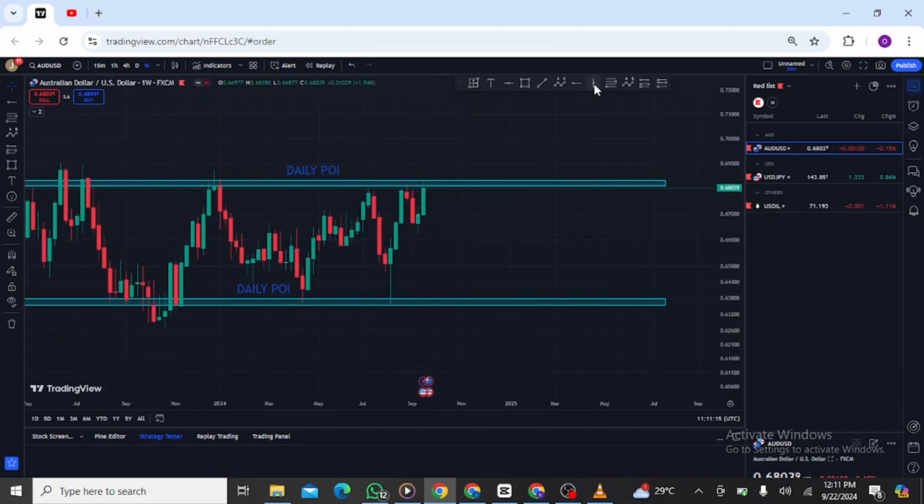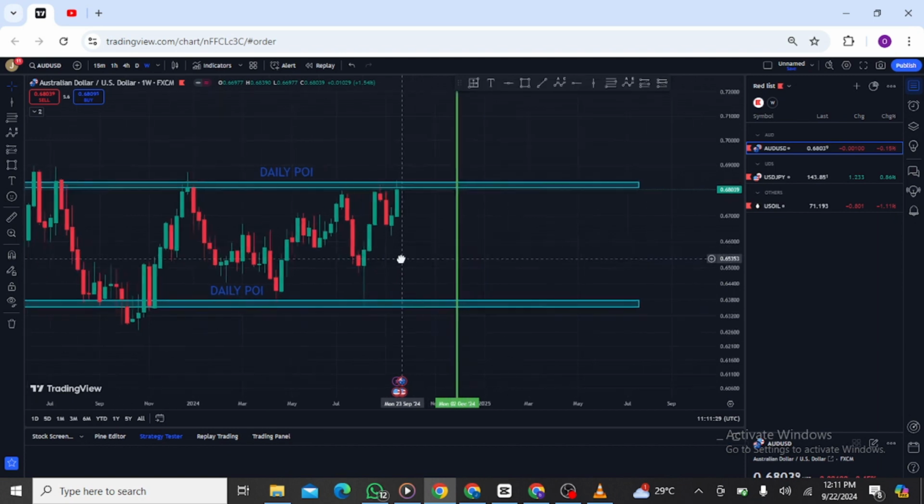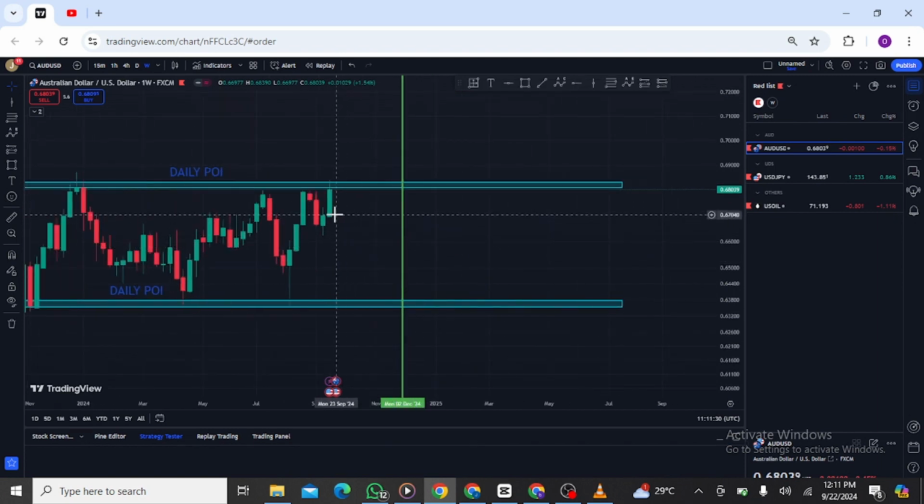Take your vertical line. On the last candle, the first question you ask yourself is, what happened last week? Is last week's candle bullish or bearish? If last week's candle is bullish, then you are anticipating to buy for the following week. So simple. When your last week candle is bearish, you should be anticipating to sell for the week.